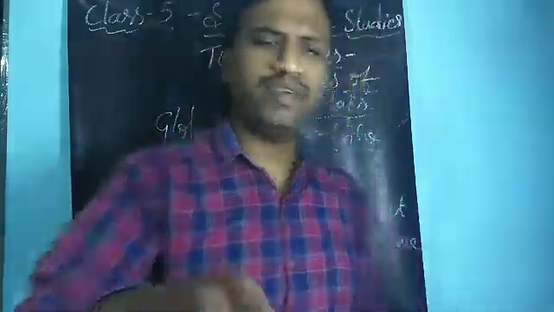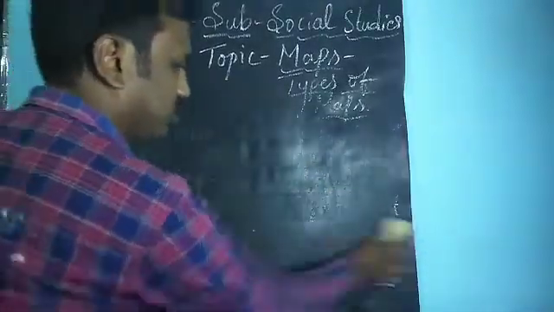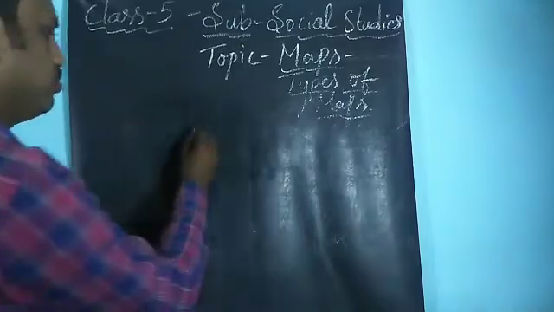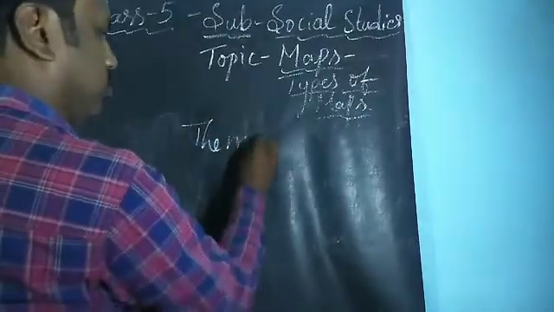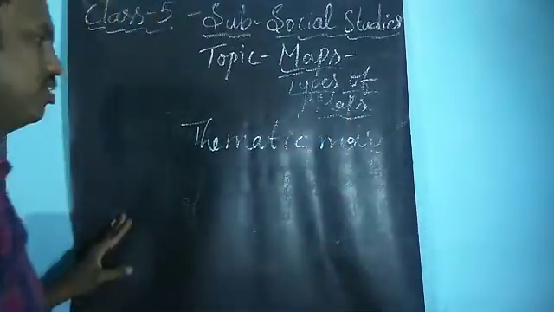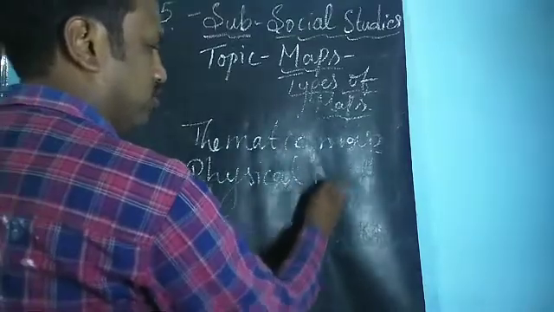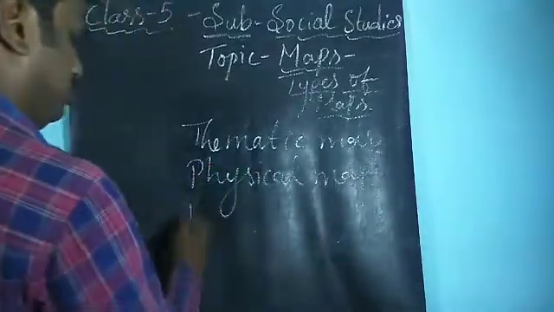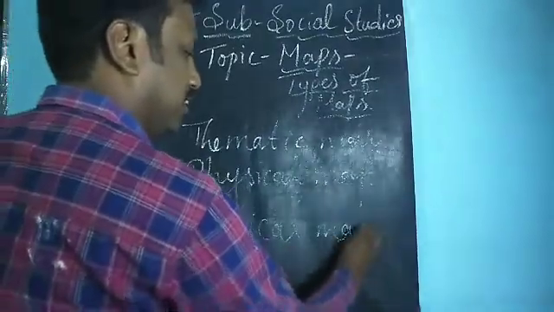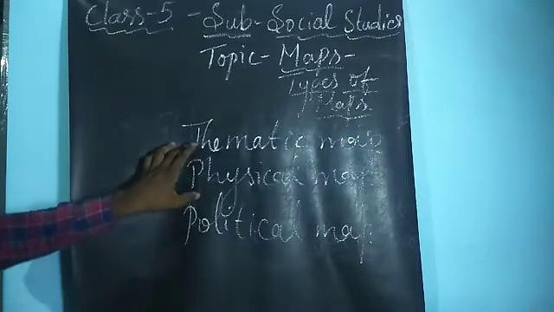So there are three different types of map, as I told you. I'm just going to write it on the board also, so that you can easily understand. Thematic map. Physical map. Political map. See, I have just shown you the thematic map at the end.